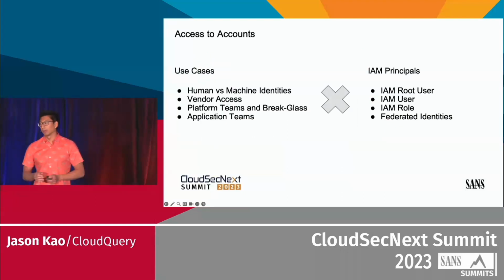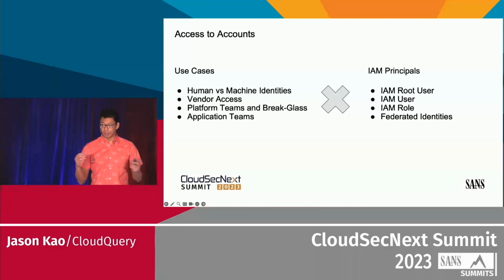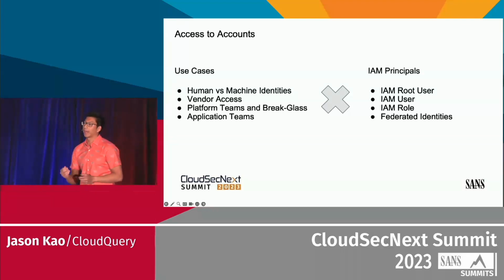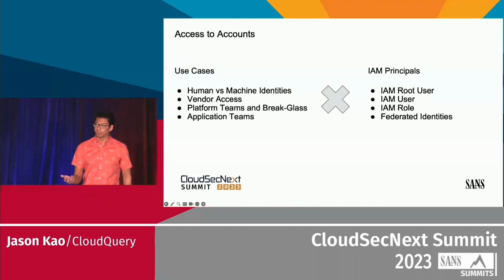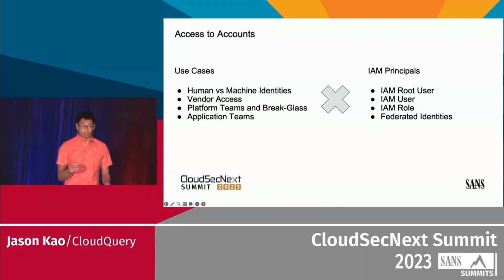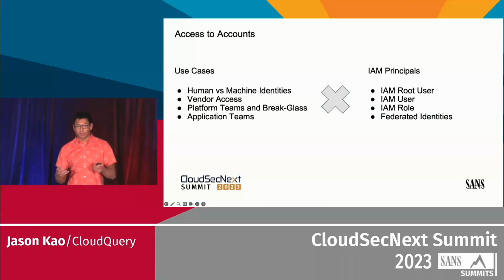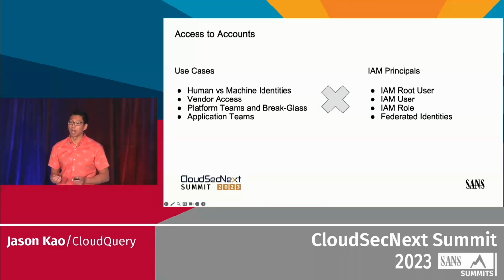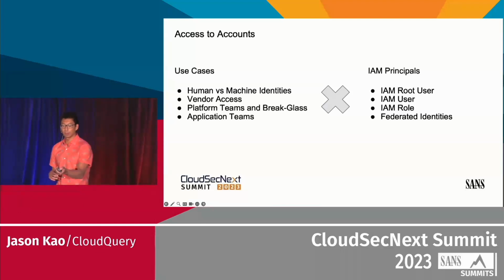So we talked about access earlier. Well, not we, people talked about access earlier. And one of the things we'll look at, and this is a very simplistic diagram, is what access to accounts looks like. We have use cases, again fairly simplistic: human versus machine identities, vendor access, platform teams, break glass, application teams, applications, et cetera. There are different types of IAM principals in AWS, such as the IAM root user, the IAM user, the IAM role, as well as federated identities. So as you can see, this account access can get very complicated, even within one account itself. So what does that look like across multiple accounts?